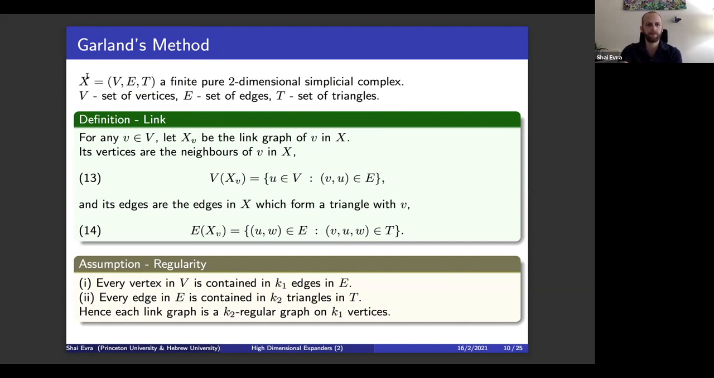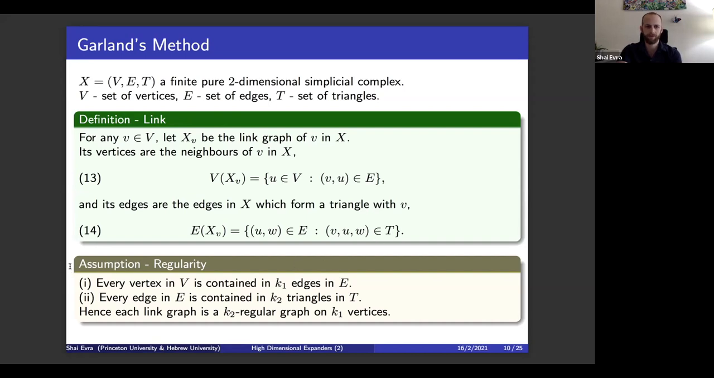So, in any case, X will be a finite, pure two-dimensional simplicial complex. Pure means that every edge is contained in a triangle. And let's recall the definition of a link. For any vertex V in the complex, X_V will denote the link graph of V in X. The vertices of the link graph are the neighbors of V, and the edges of the link graph are the edges such that together with V, they form a triangle.